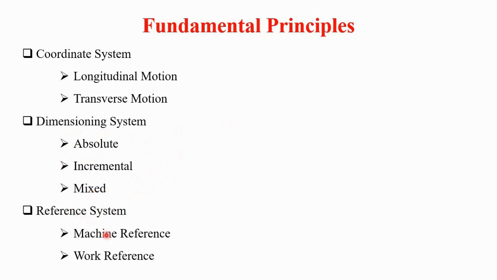Then reference system: there are two main reference systems in case of the CNC machines. One is called machine reference, which is fixed from the machine point of view. And the second one is work reference. It may vary according to the work or the type of the job. So the reference point on this work is nothing but the work reference, and this is the fixed or machine reference point on the machine. These are a few important basic things that we have to know in CNC programming. We will discuss in detail.